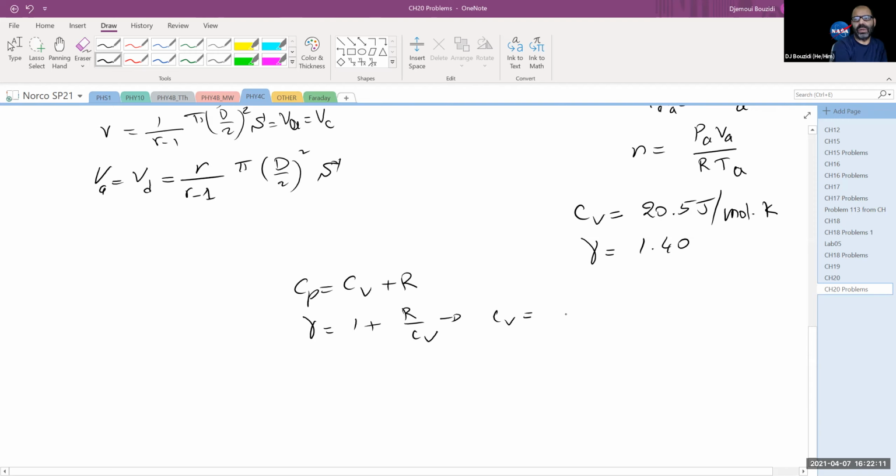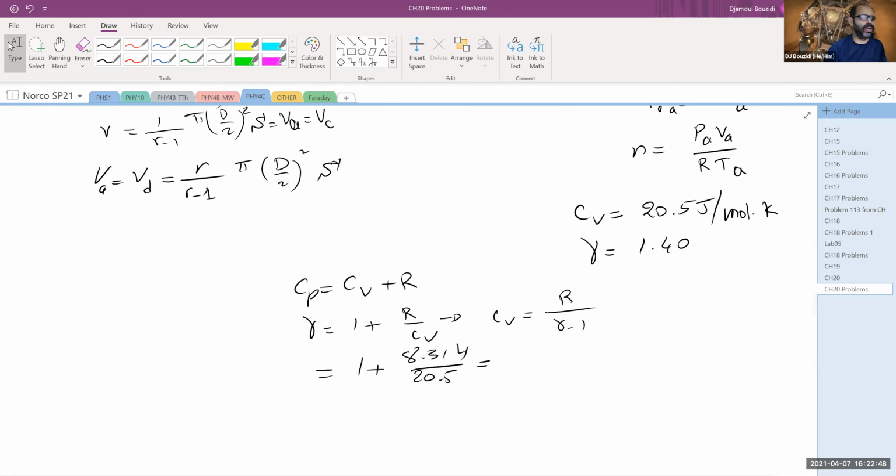R over Cv is gamma minus 1, so it's going to be R over gamma minus 1. Okay, unless I made a mistake in here, this should be correct. So we have gamma, I mean, we have Cv, so we really don't need any of the other two. If you give me Cv, all I have to do is divide R, which is 8.314, by this number, and I should be able to find 1.4. So technically, this also should be 1 plus 8.314 divided by 20.5. This should also be 1.4. So in other words, if I know one, I really don't need the other.